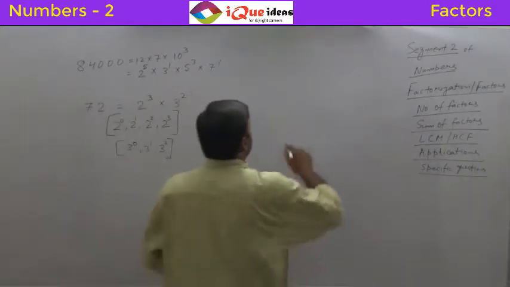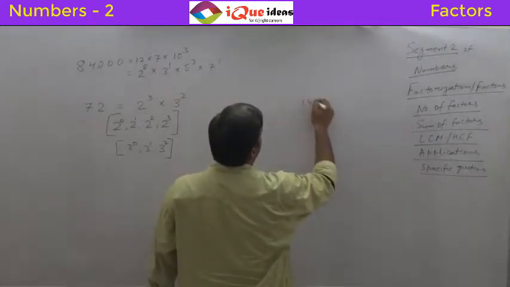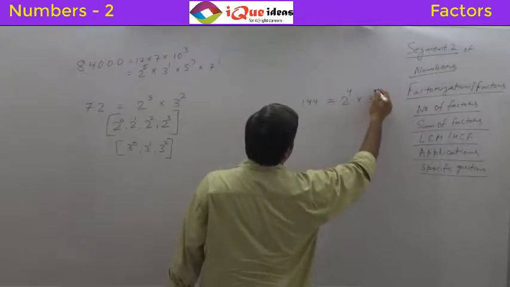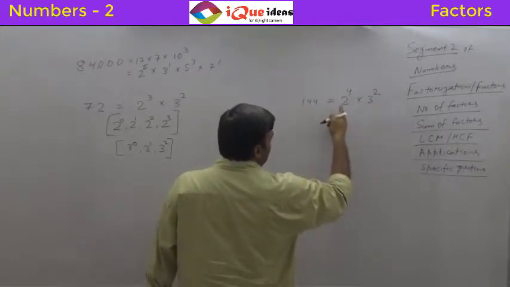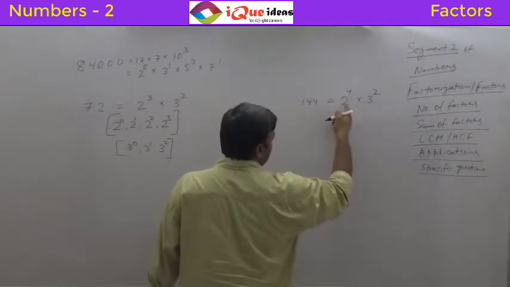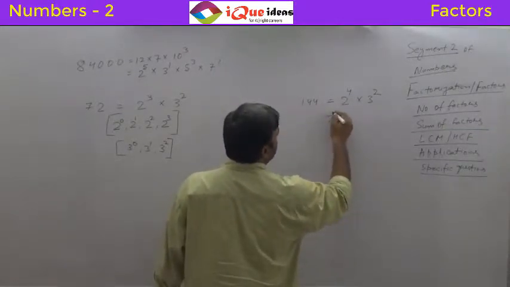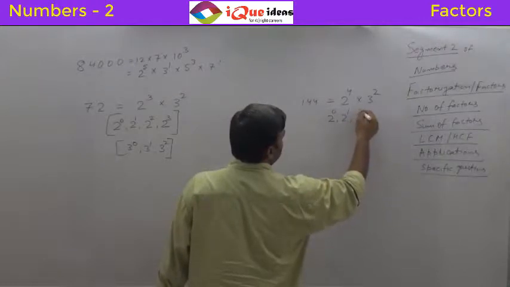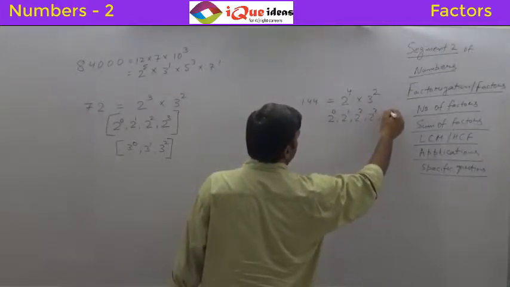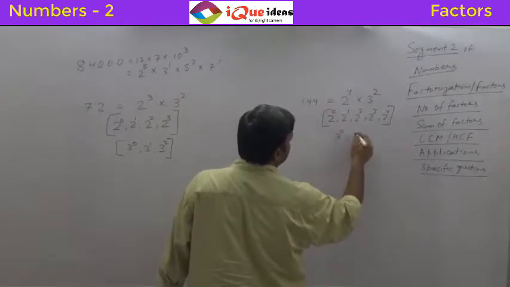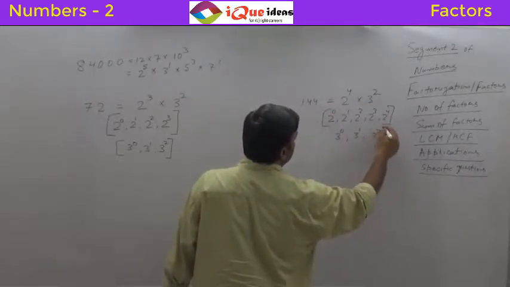Before going ahead, I'll take another example. If I say 144, now 144, if you factorize, it was 2 raised to the power 4 into 3 square. That means the available powers of 2 which can be used to create a factor of 144 are 2 raised to the power 0, 2 raised to the power 1, 2 raised to the power 2, 2 raised to the power 3, 2 raised to the power 4, and that's it. Similarly, the powers of 3 which can be used, 3 raised to the power 0, 3 raised to the power 1, 3 raised to the power 2.